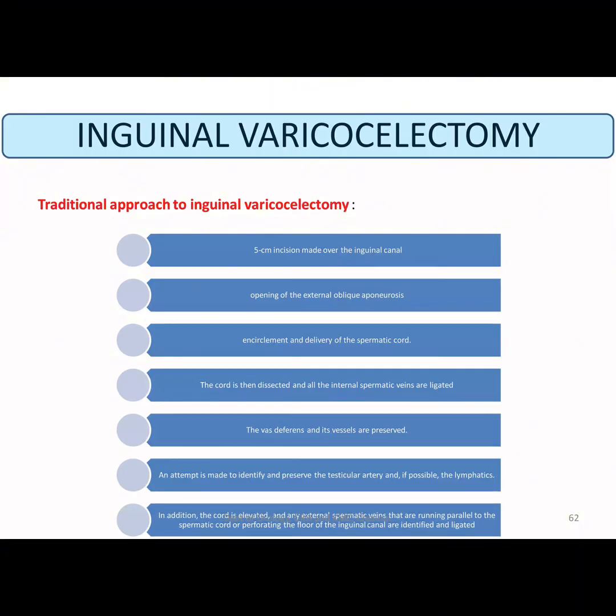The advantage of this open inguinal varicocelectomy, or Ivanissevich technique, is that it is an easier and quicker approach, especially in obese patients, and easy identification of the cremasteric vein and good mobilization of the cord are possible. But the disadvantage is that we cannot perform this procedure in a patient with a history of previous inguinal surgery.